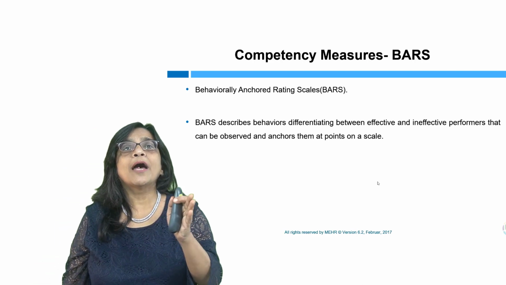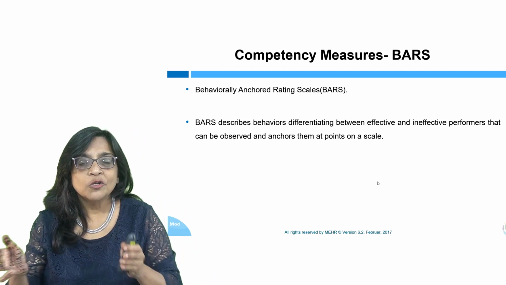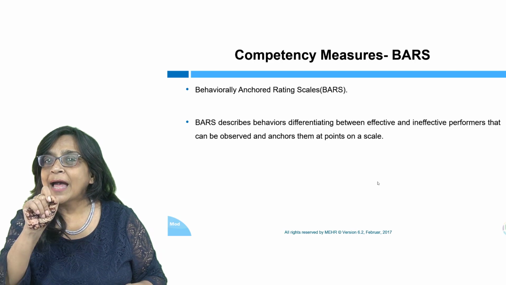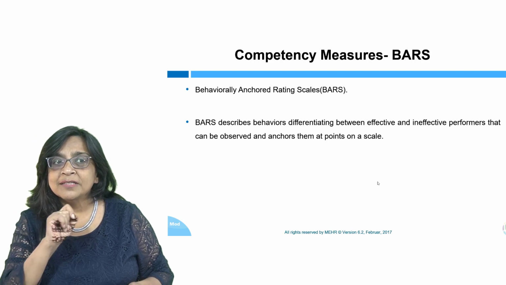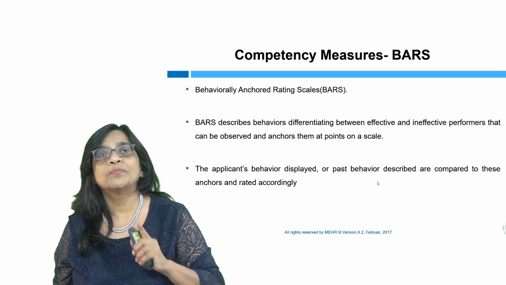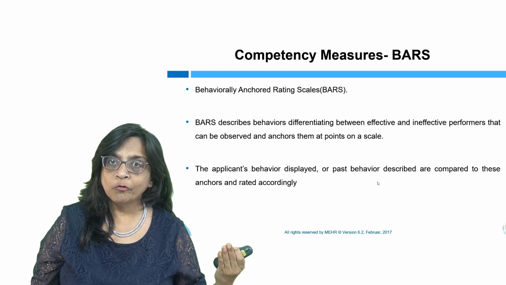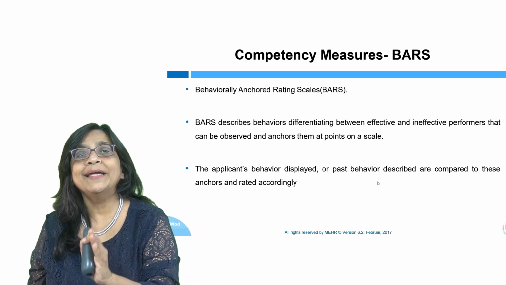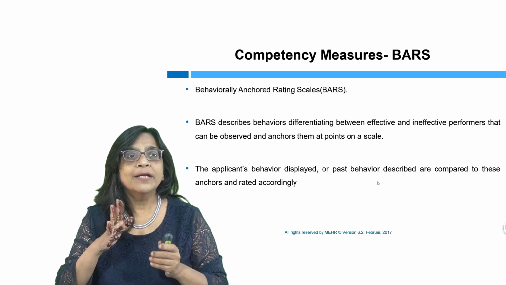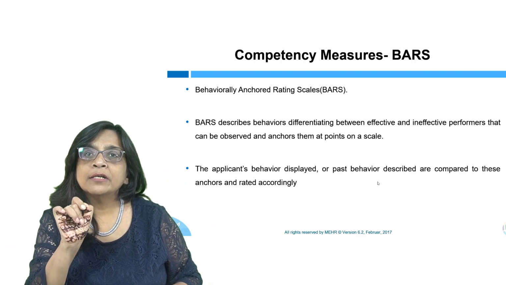You can anchor them at points on a scale. You can say this person is good, this one is better, this guy is the best. So there is a scale, and because that person is displaying that behavior, you can actually validate it. The second thing that we look at is the person's behavior described or displayed. Either you're asking the person to describe a certain form of behavior which you're looking for, or the person is displaying it in a particular way during an assessment, during the interview, and you can compare them to the anchors, to the points that you have described earlier, and rate people accordingly.